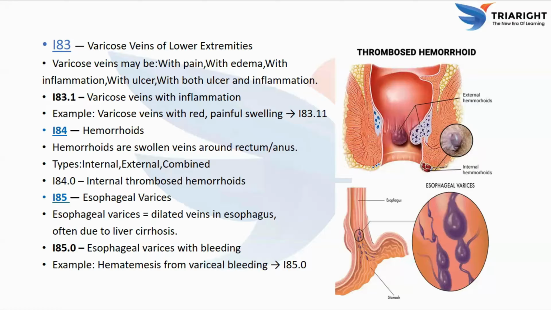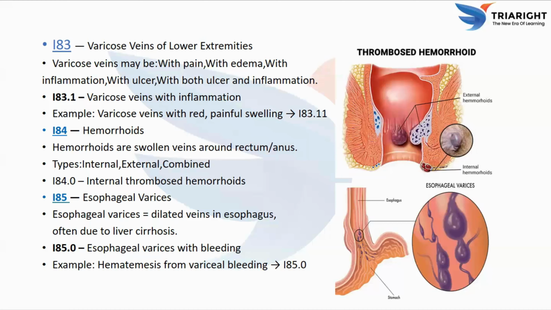So next coming to I84. I84 is nothing but hemorrhoids. So what are hemorrhoids? These are the swollen veins around the anus or rectum. There are three types of hemorrhoids: internal, external and combined. Internal hemorrhoids are present inside the rectum. External hemorrhoids are present outside the rectum, and these are painful. Combined is the combination of internal and external hemorrhoids. So I84.1 is a subcode of I84.